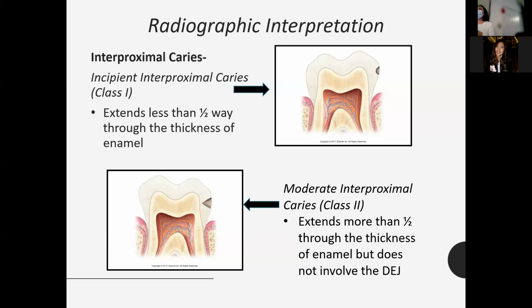Okay. Good. So an incipient interproximal caries is a class 1. We have decay that has just gotten into the enamel and it has not passed the halfway mark. So class 1 is in the enamel, extending less than halfway through the thickness of the enamel. Moderate interproximal caries, or class 2, extends more than halfway, but does not involve the DEJ. So class 1 and class 2 are enamel only, either less than halfway or more than halfway.